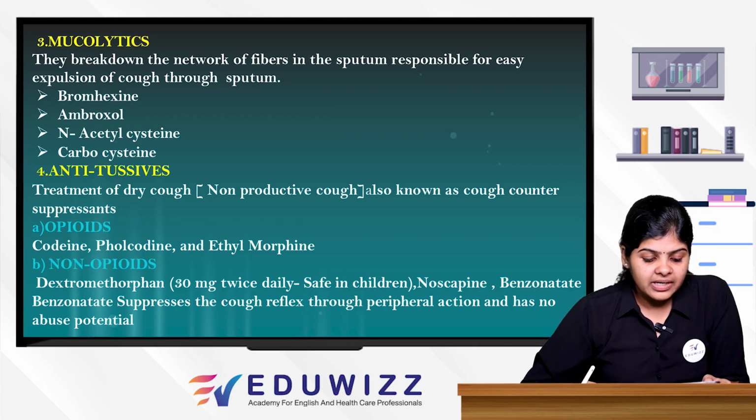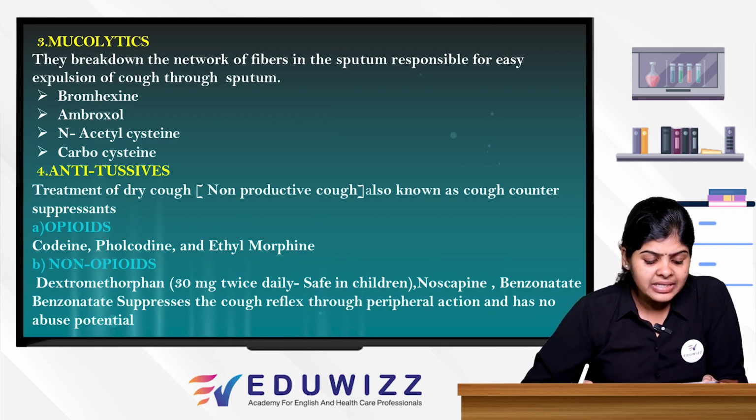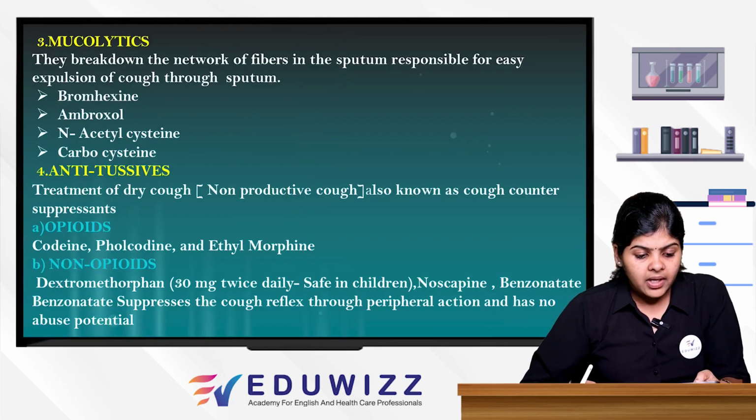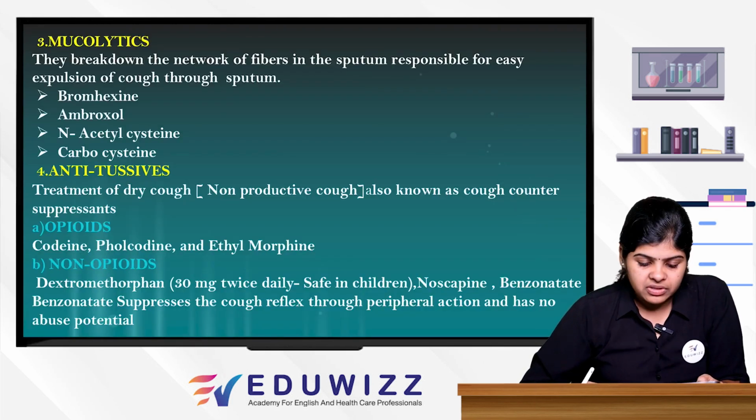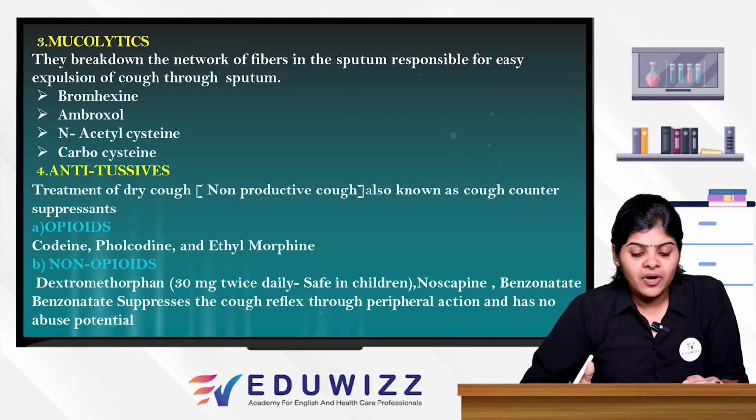And the fourth category of drug is antitussives, for the treatment of dry cough, that is non-productive cough. If there is no sputum or mucus, we can give an antitussive drug. They are classified as opioids, non-opioids, and directly acting. These are the drugs which are used as antitussives. Okay, so these are the drugs which are used in the treatment of cough.